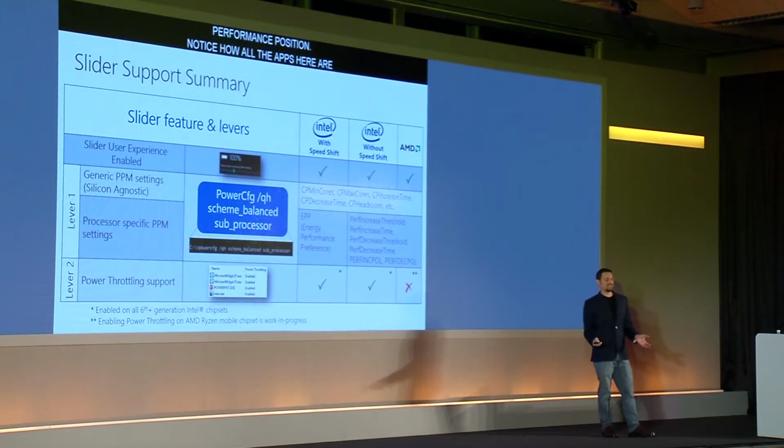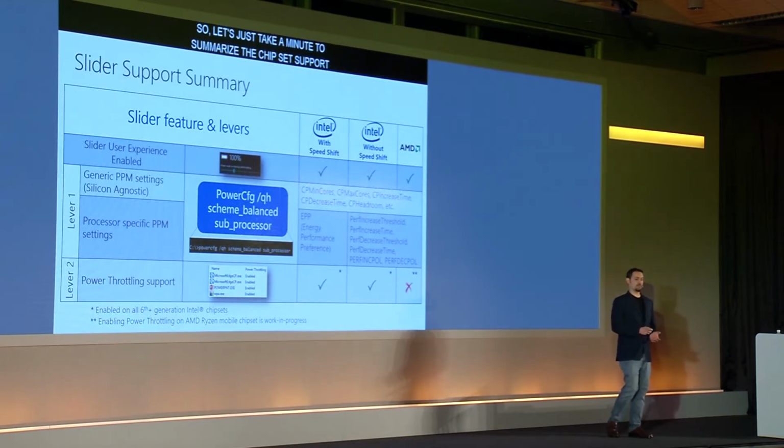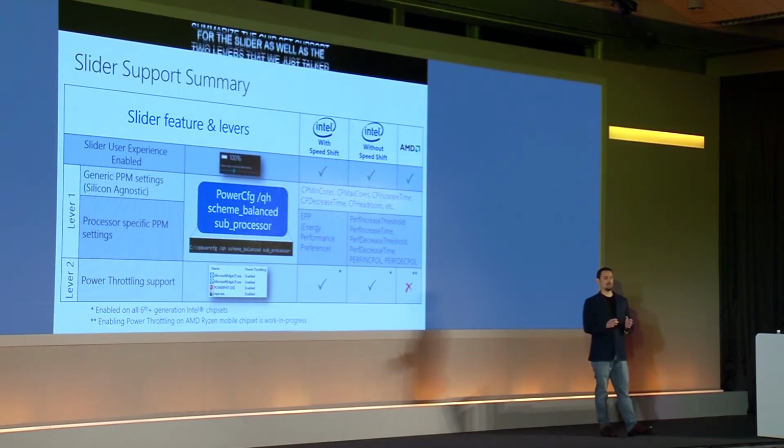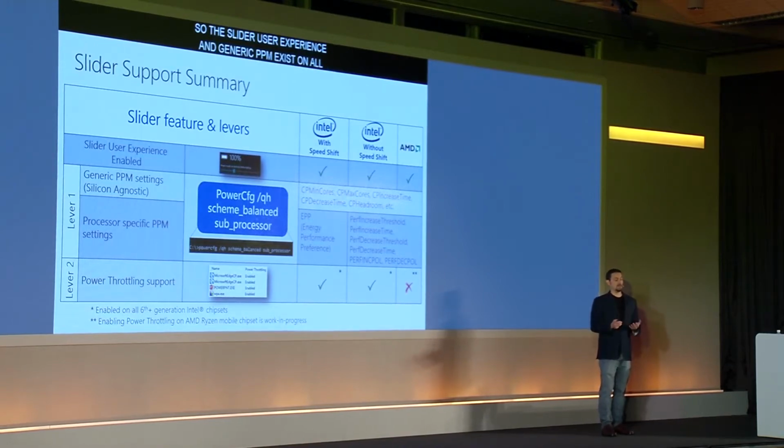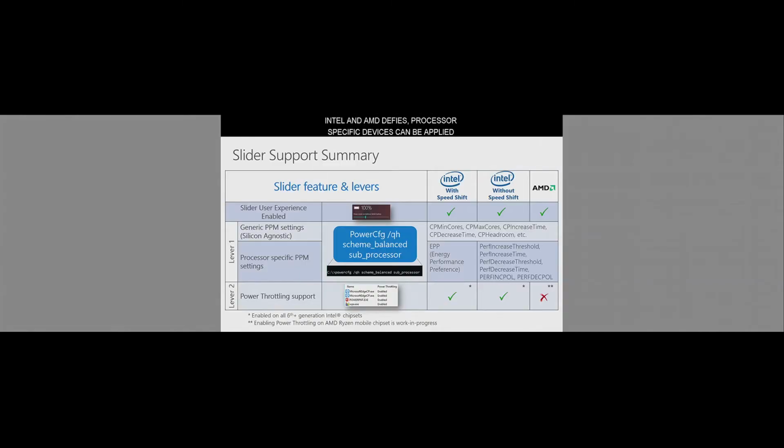That was a lot of information to digest, so let's take a minute to summarize the chipset support for the slider as well as the two levers that we just talked about. The slider user experience and generic PPM settings exist on all Intel and AMD devices. Processor-specific PPM settings can be applied to all chipsets. The perf EPP is only implemented on Intel 6th generation chipsets that have speed shift enabled. Intel devices without speed shift and all AMD devices are configured with other processor-specific PPM settings. They're just not EPP, right?